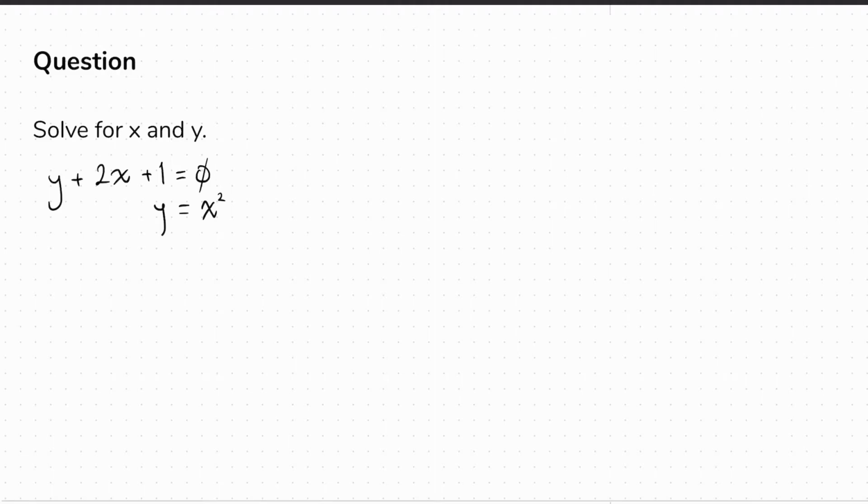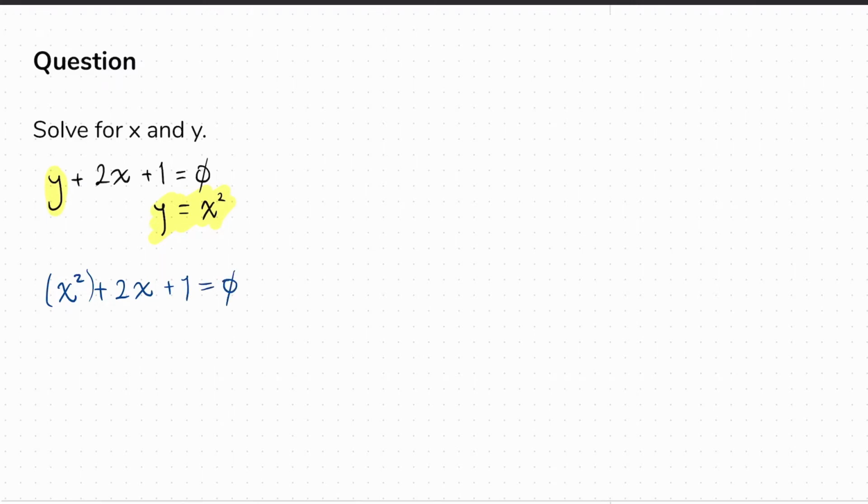Now, for simultaneous quadratics, while we could normally use either the substitution or elimination method for simultaneous equations, it's going to be much simpler to use the substitution method. So what does that look like? Well, immediately I can see that y is up here by itself, and I'm given something to substitute for it. So let's do that. If y is equal to x squared, y plus 2x plus 1 equals 0.